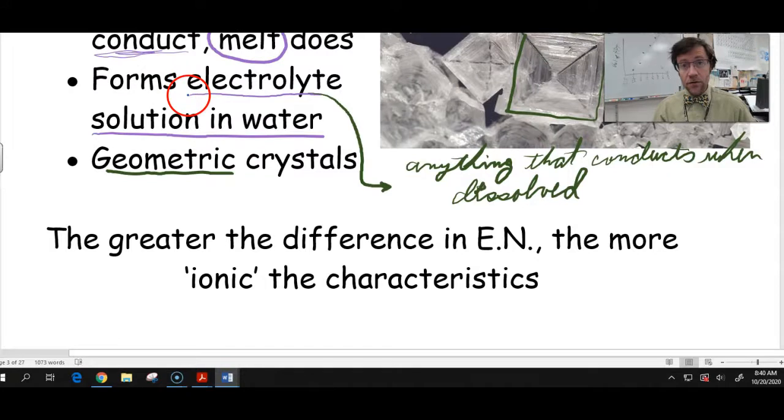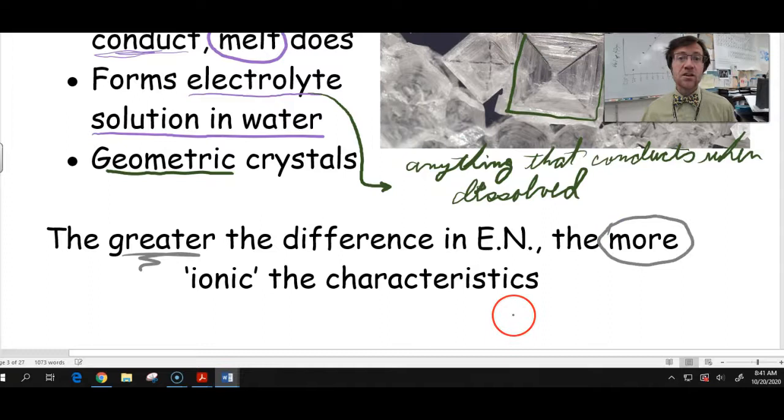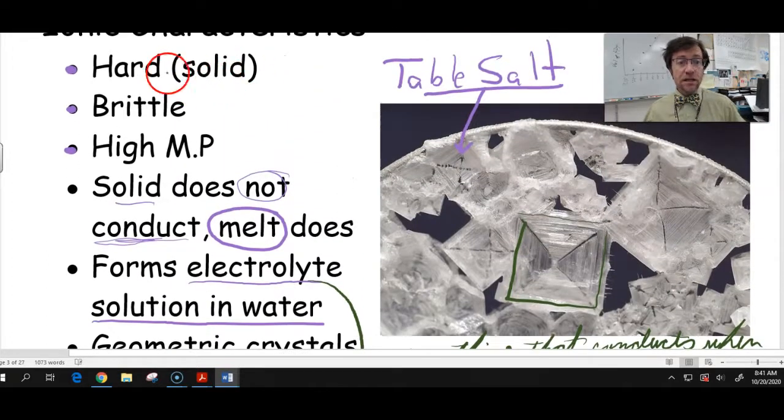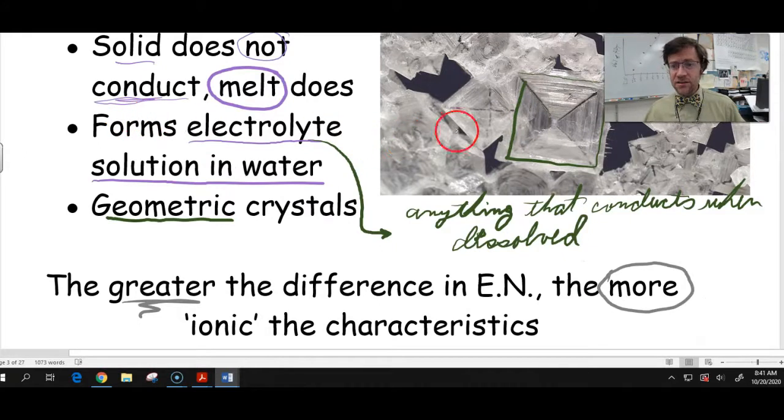Now, this is another interesting thing about nature, because why would nature be easy? As it turns out, not all things in nature are created exactly equal. It's not like ionic, not ionic. There's a million different degrees in between. The way we can tell how ionic something is, is the difference in electronegativity. If you have a greater difference in electronegativity, the more ionic the characteristics. That means it'll be harder, it'll shatter even more, and it'll have an even higher melting point. The geometric crystals will be even more locked and intensely sharp.